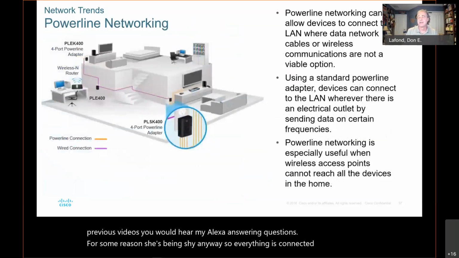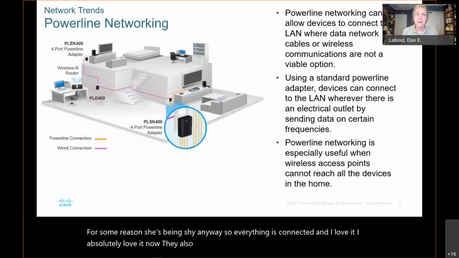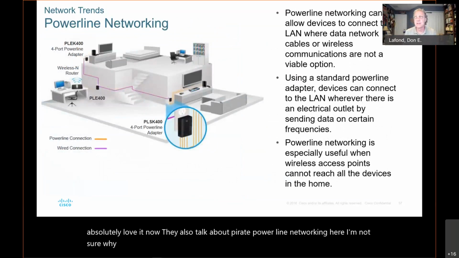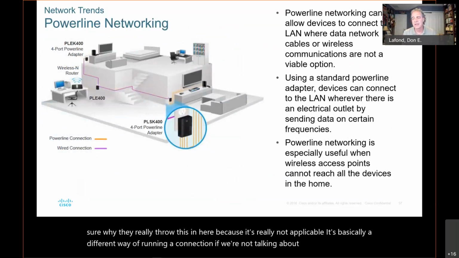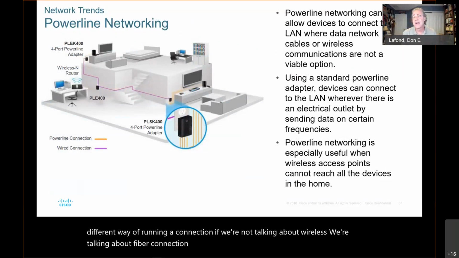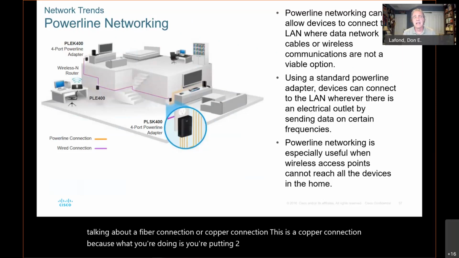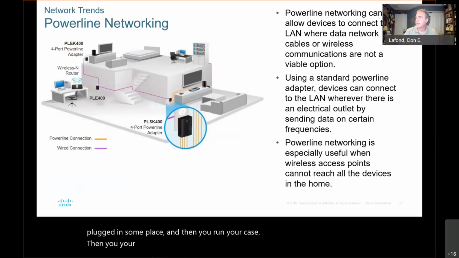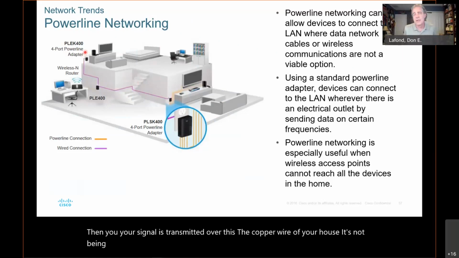I absolutely love it. Now, they also talk about Powerline networking here. I'm not sure why they really throw this in here because it's really not applicable. It's basically a different way of running a connection. If we're not talking about wireless, we're talking about a fiber connection or a copper connection. This is a copper connection because what you're doing is you're putting 2 end devices plugged in someplace, and then your signal is transmitted over the copper wire of your house. It's being used for electricity, but electricity and wireless are completely 2 different things.